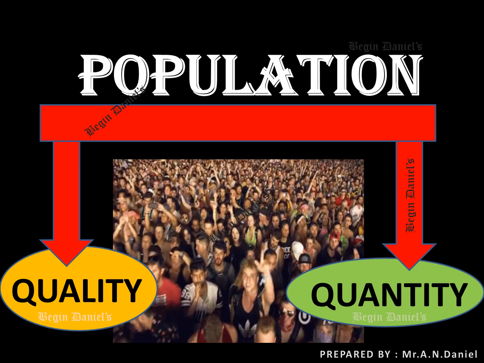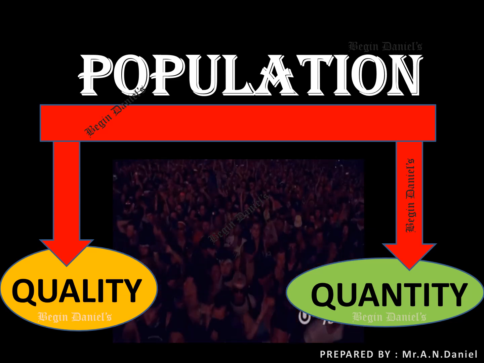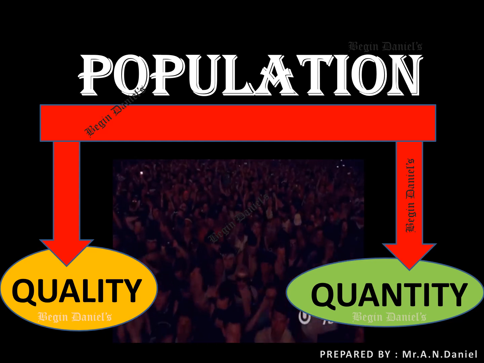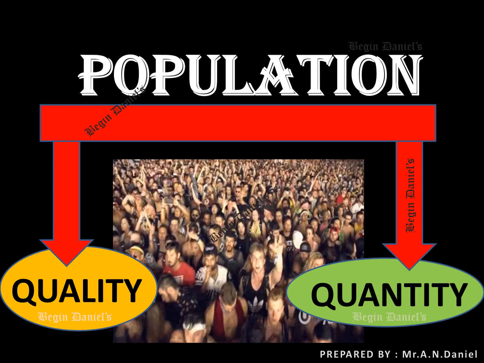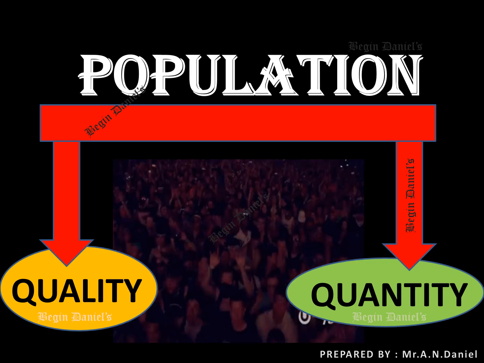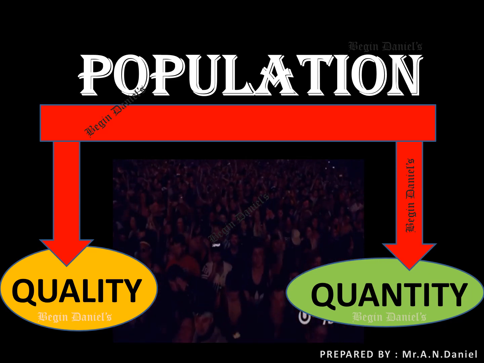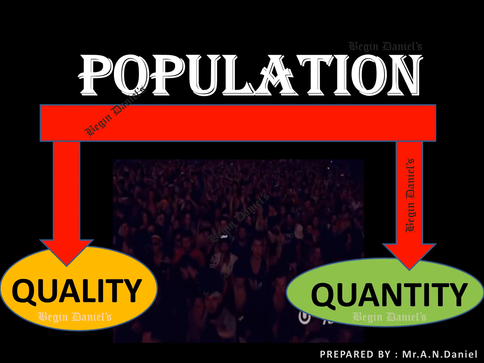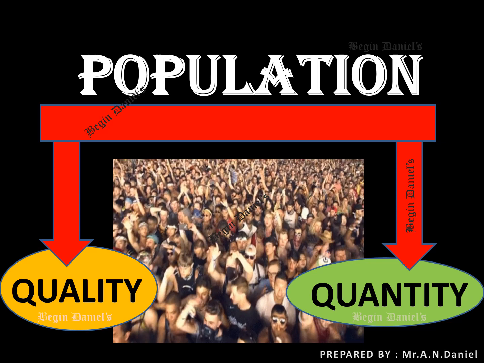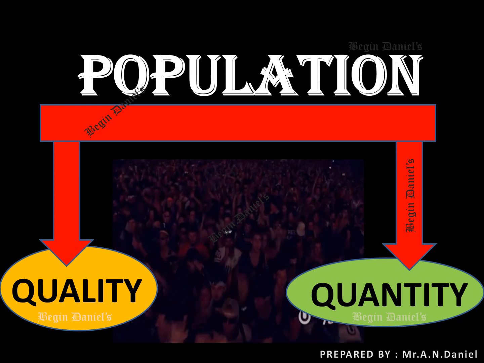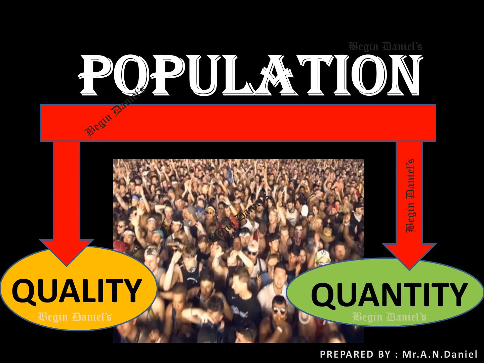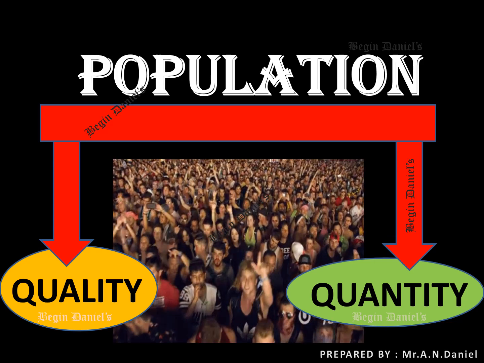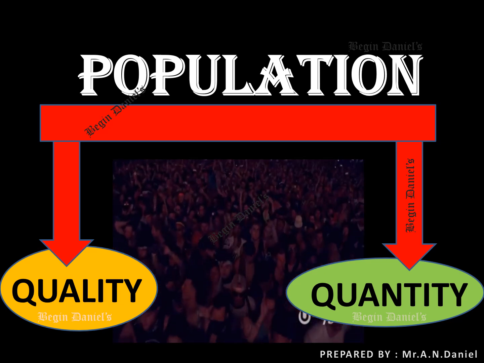If you take the population, we can categorize it under two categories: one, quality based, another one, quantity based. Quality is more important than quantity. So if a country has a qualitative population, definitely the country will be a developed country. Suppose a country's population is high on a quantity basis, definitely it is a developing or an underdeveloped country.